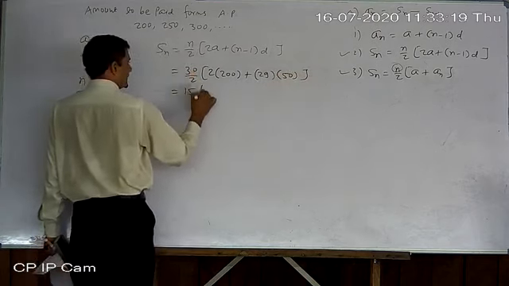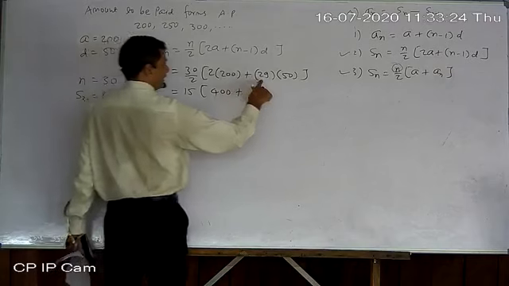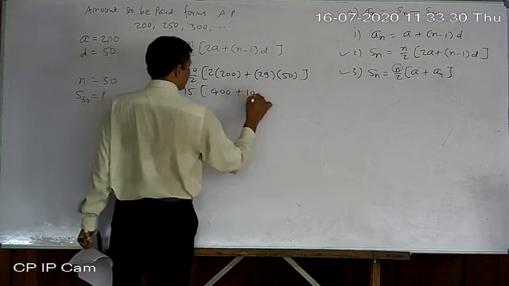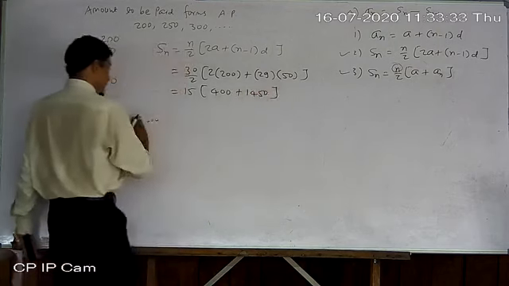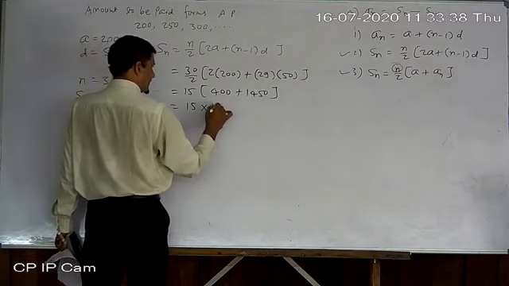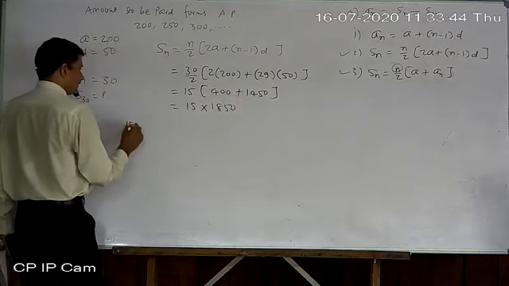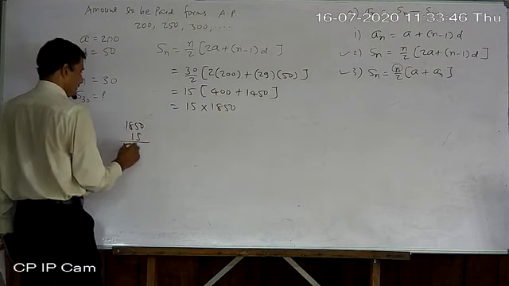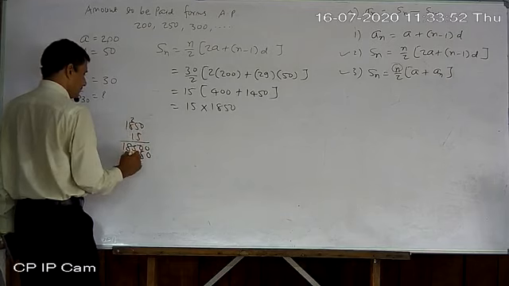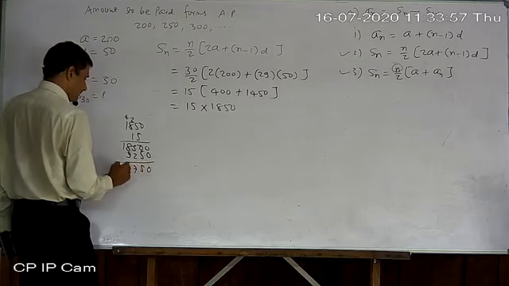30 divided by 2, 15. 2 times 200 is 400, plus 29 into 50. So it will be 1450 and 1450, that is 2900 halved, so 1450. Okay. Now make the total. So 15 into, this will be 1850. Now multiply 1850 by 15.